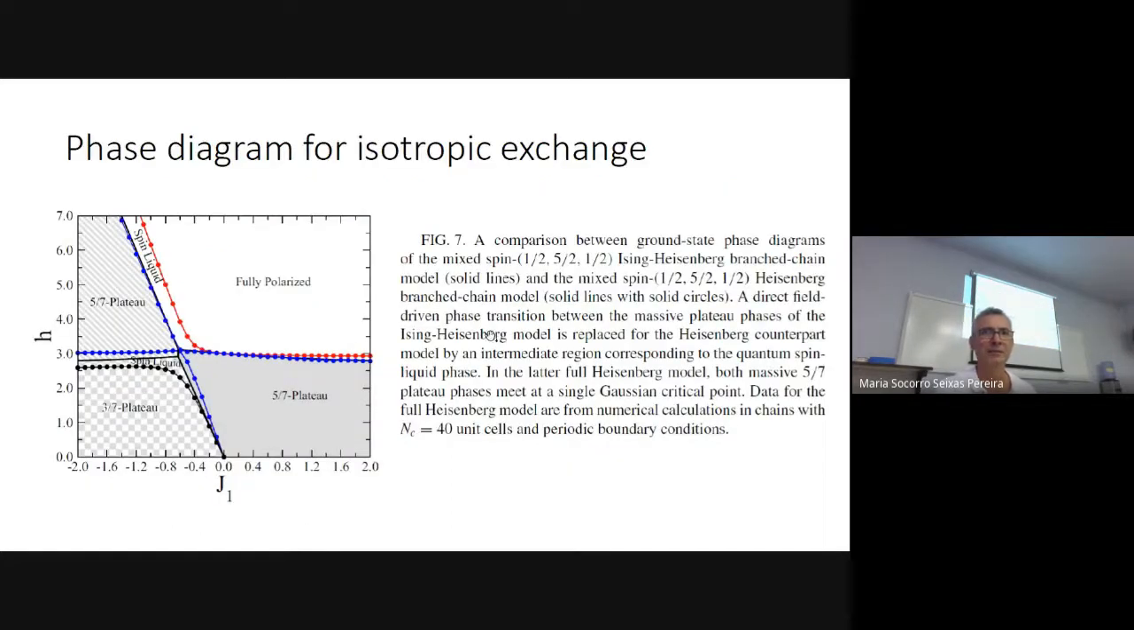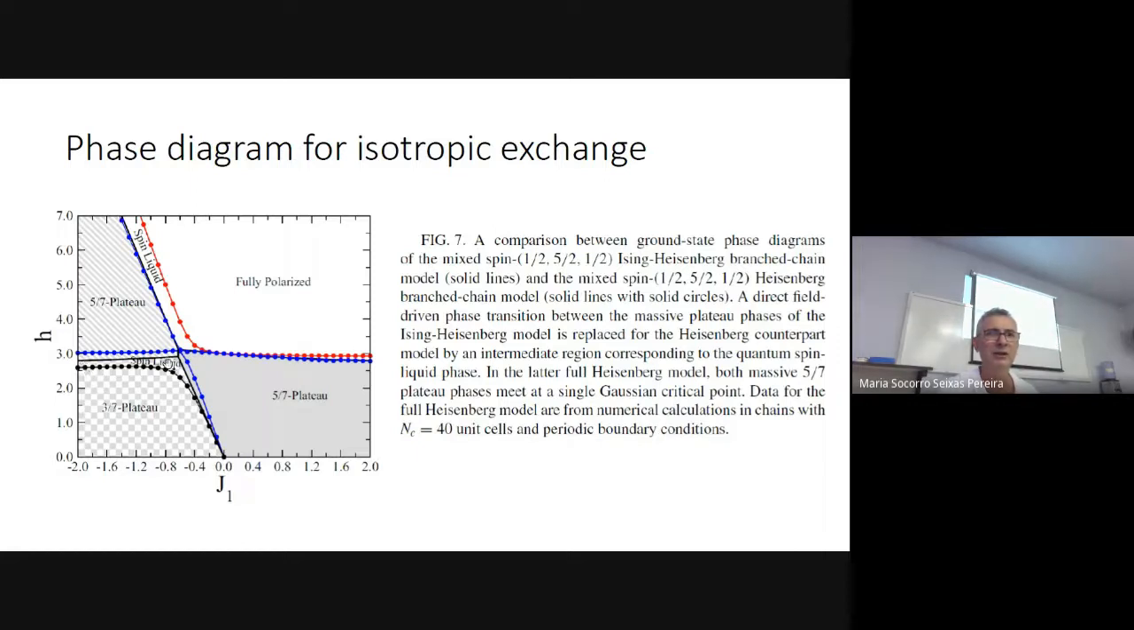Here is a plot of the phase diagram of this model for the particular case where the lateral coupling is isotropic. So we have here the ground state phase diagram in the plane of J1, which is the coupling along the chain, and the magnetic field H. Here we have superposed the ground states of these two versions of the model, the Ising-Heisenberg version and the full Heisenberg version. So let me try to explain this line.